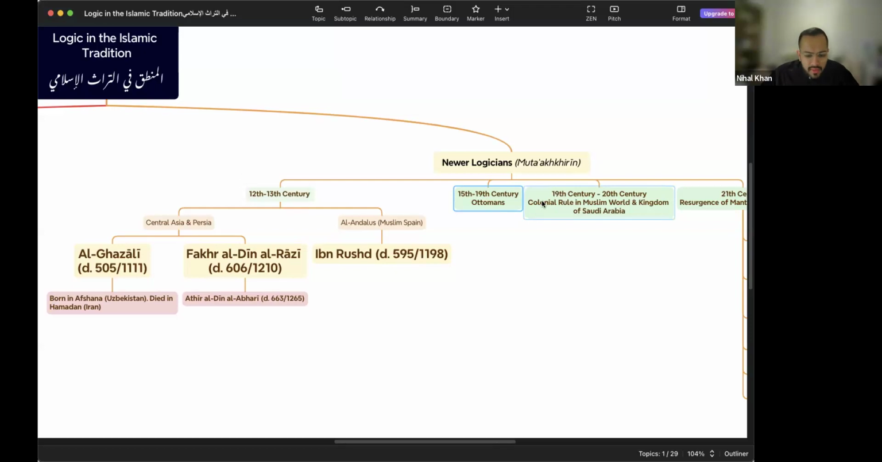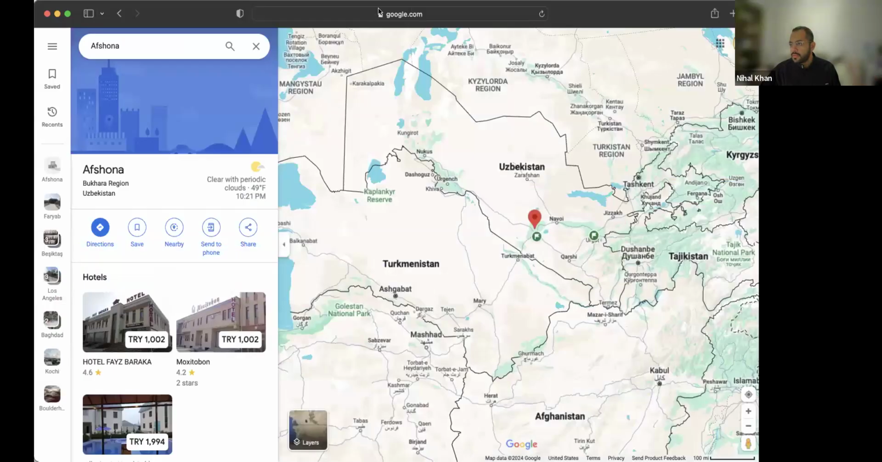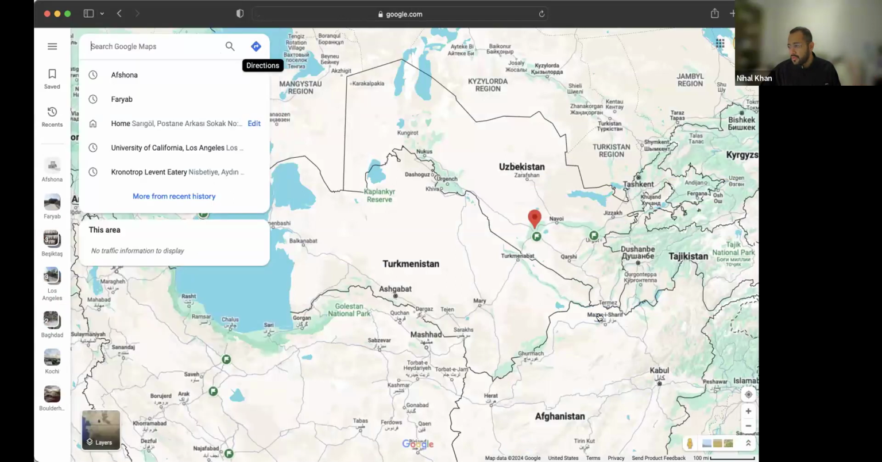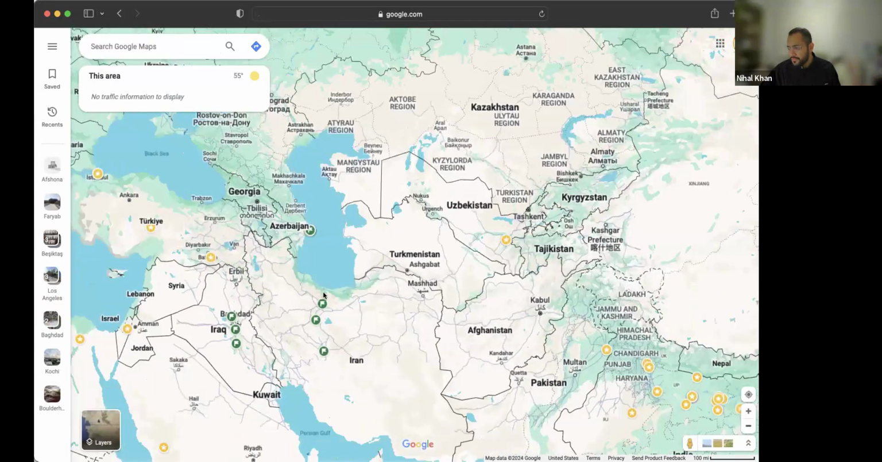And then you have the 19th to the 20th century, where colonial rule begins in the Muslim world. Look at this. This is only a 100-year period, and here it's a 400-year period. The Ottomans had like a huge empire, right? So if you were to ever take a look at the Ottomans, I'm going to zoom out here. I want you to have a good understanding of this.